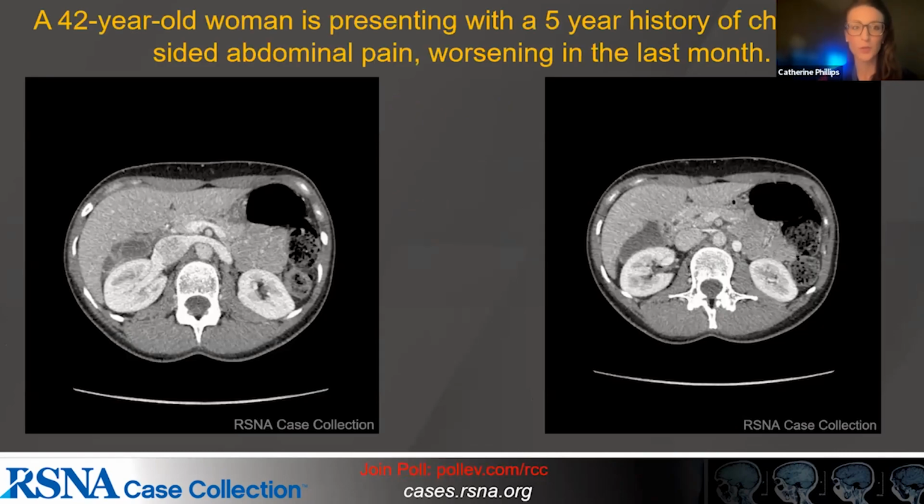This is a 42-year-old woman who's presenting with a 5-year history of chronic left-sided abdominal pain, which has been worsening over the last month. What you'll see are 2 axial contrast-enhanced CT images. The first is at the level of the left renal vein, and the second is at the level of the left gonadal vein.